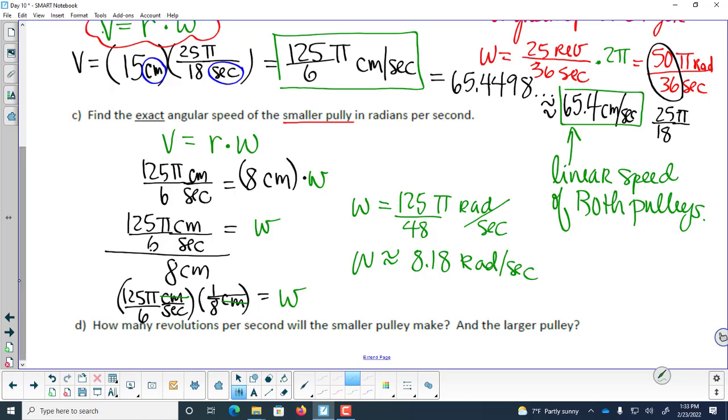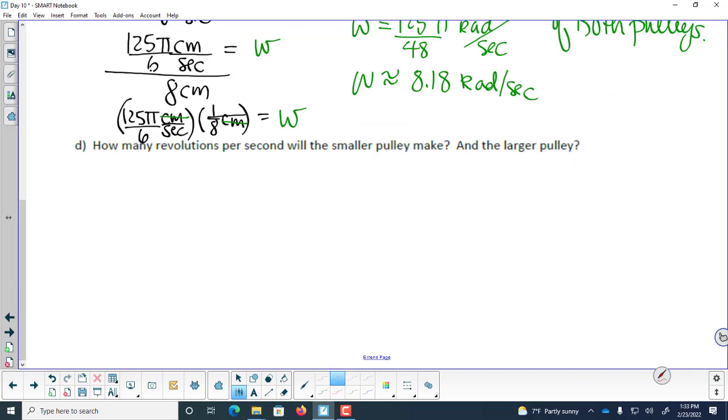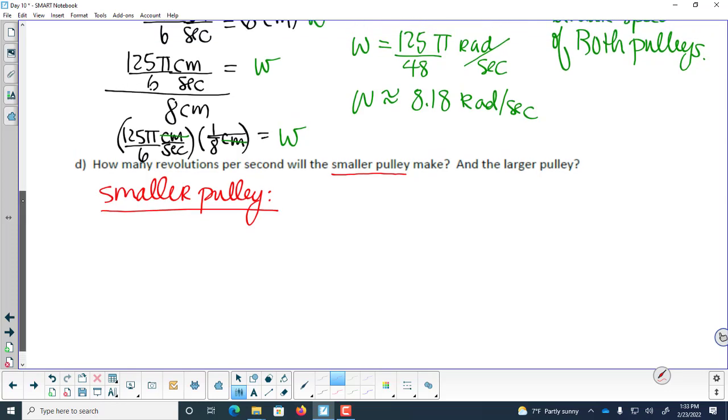So, the last step's just go in the other direction. If you know angular speed, can you find revolutions? Yes. Right? So, maybe just do one of those. Let's do the smaller pulley since we haven't. Okay, so the smaller pulley, we know that its angular speed is 125 pi over 48 radians per second.